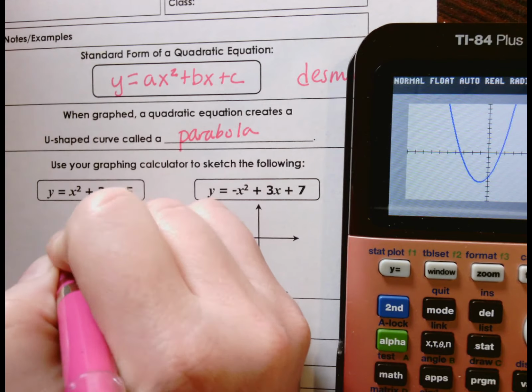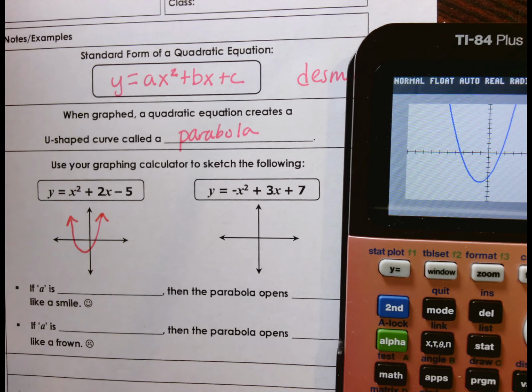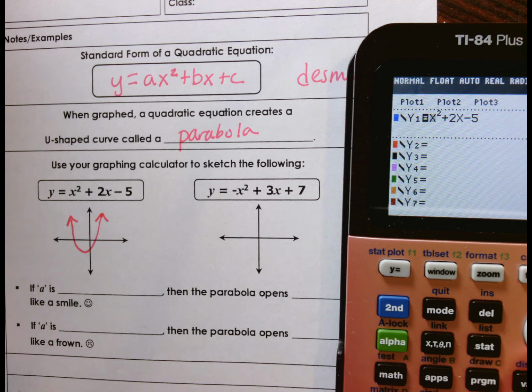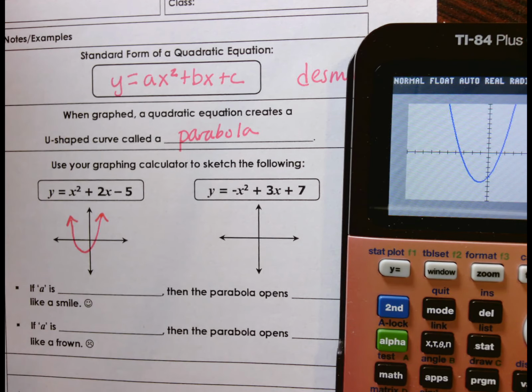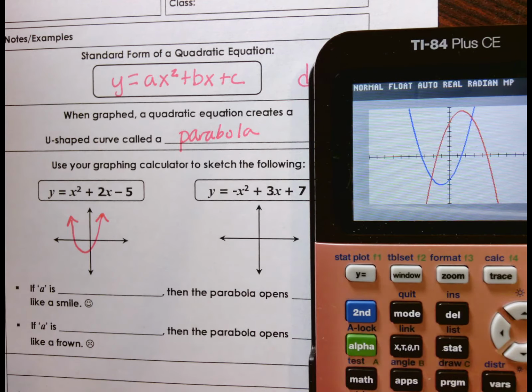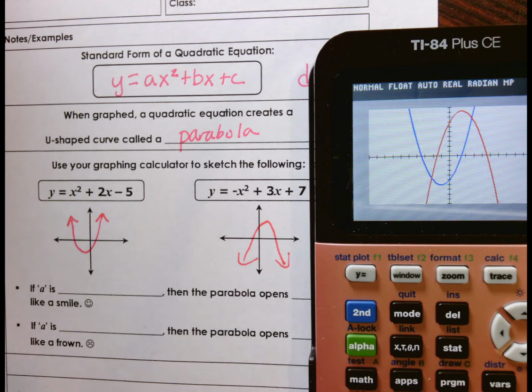So what you end up with is this right here. We can actually just kind of casually draw it into our notes. It doesn't have to be perfect. And then if we plug in the next one, and I'm just going to do it on a different line, we have negative x squared plus 3x plus 7. And if I graph that, and this is going to be the red parabola, I end up with a line that goes like this. So what we see here is that one is opening up and the other is opening down.